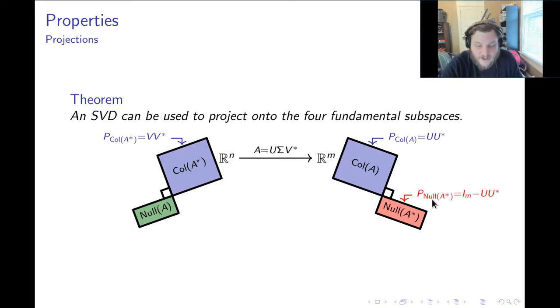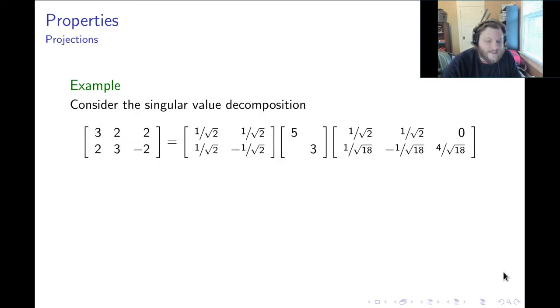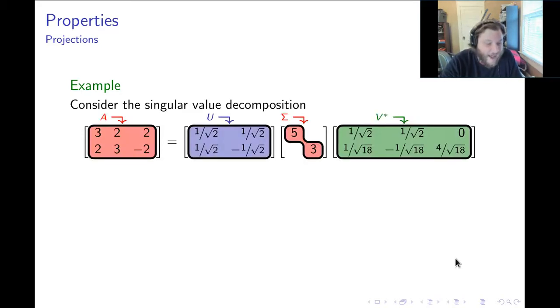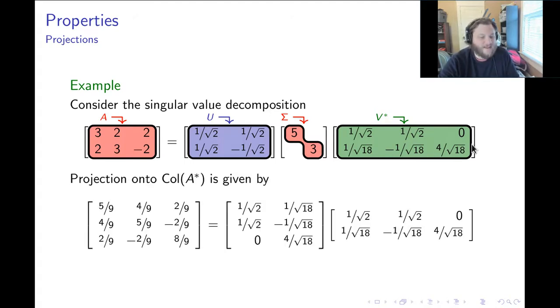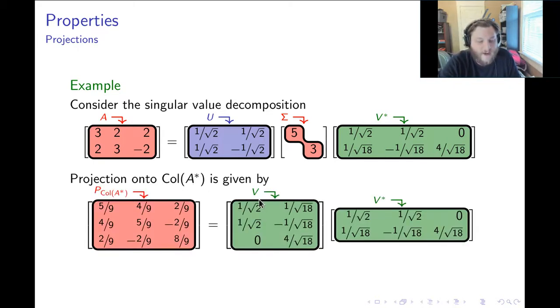To project onto the null space of A star, we take the identity matrix and subtract U times U star. And to project onto the null space of our matrix, we take the identity matrix and subtract V times V star. So let's see that in an example here. Here we have our singular value decomposition, A equals U times sigma times V conjugate transpose. Let's say we wanted to project onto the column space of A star. Well, according to our formulas, we can do this by taking V and multiplying by V star.